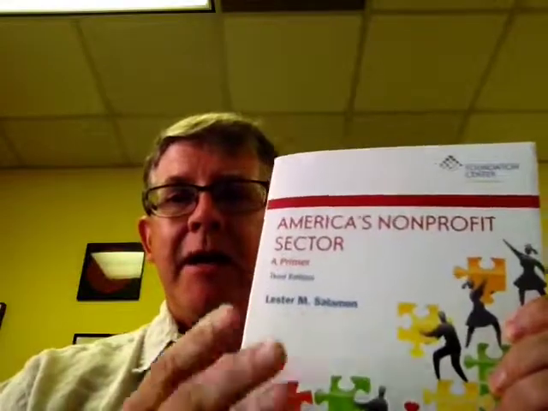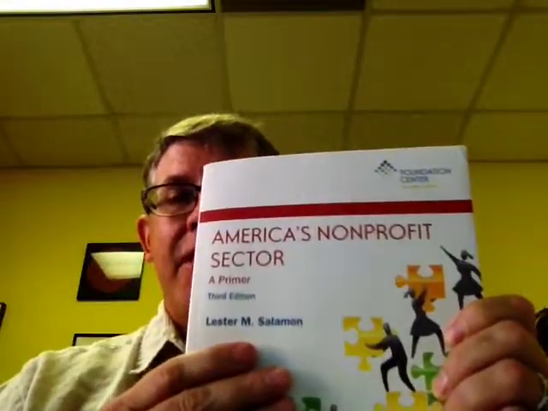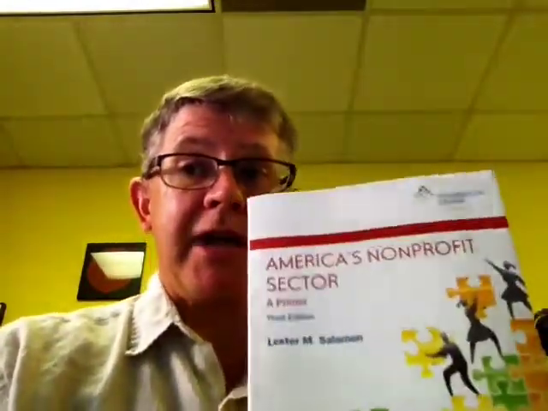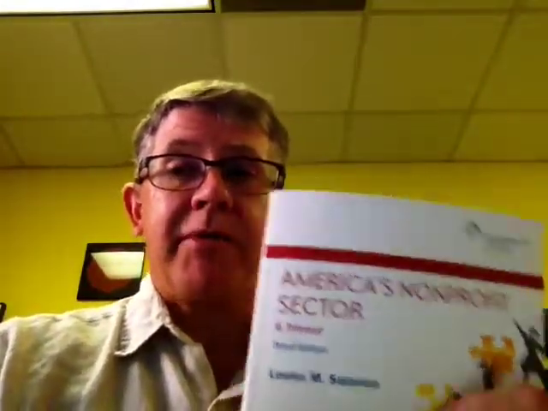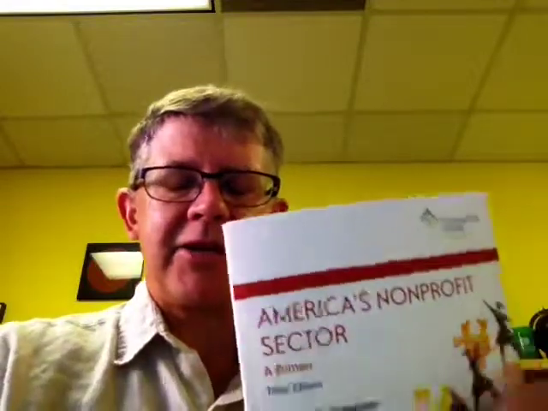First thing, absolutely necessary, is you've got to get the book. Lester Solomon, America's Nonprofit Sector, available in the bookstore, available online. Make sure you get a copy of this and get it quickly. I'm going to send out an email in a few minutes. Classes aren't going to start for another week or so, but I want to remind you to get the textbook because you're going to need it early on.